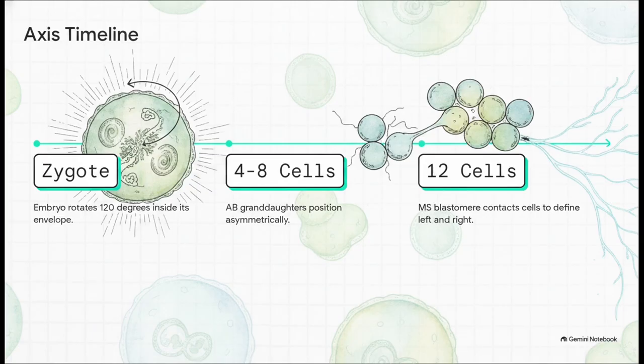By the 4 to 8 cell stage, the granddaughters of our original anterior cell naturally fall into asymmetrical positions, 2 on the left, 2 on the right. But the axis isn't fully biologically realized until the 12 cell stage. That's when a specific cell, the MS blastomere, reaches out and makes physical contact with just half of those anterior granddaughter cells. And just like we saw with the dorsal-ventral axis, this physical touch triggers an asymmetric signaling cascade, permanently distinguishing the right side of the body from the left. Actually, it's wild to think about, but this single touch at the 12-cell stage is what ultimately wires the left and right sides of the adult worm's brain differently.